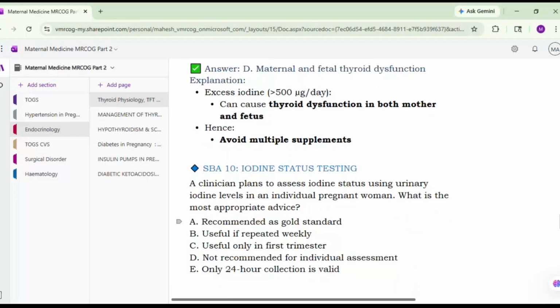The clinical requirement is 200 to 250 micrograms, but the supplement should be 150 micrograms, and the total should not exceed 500.